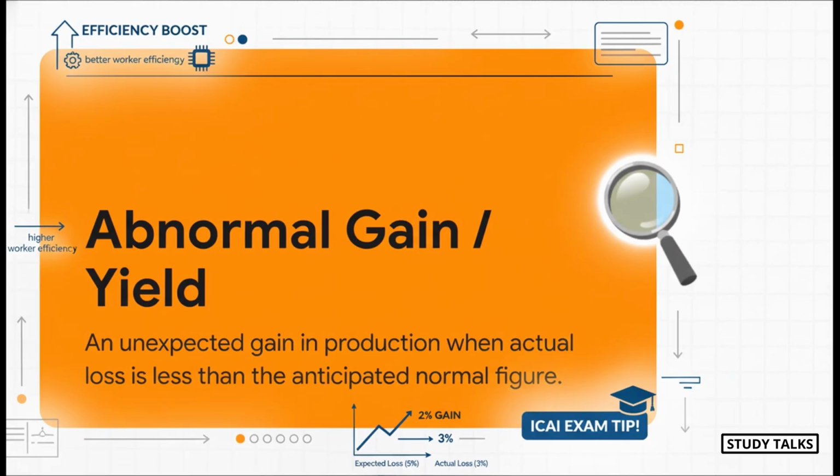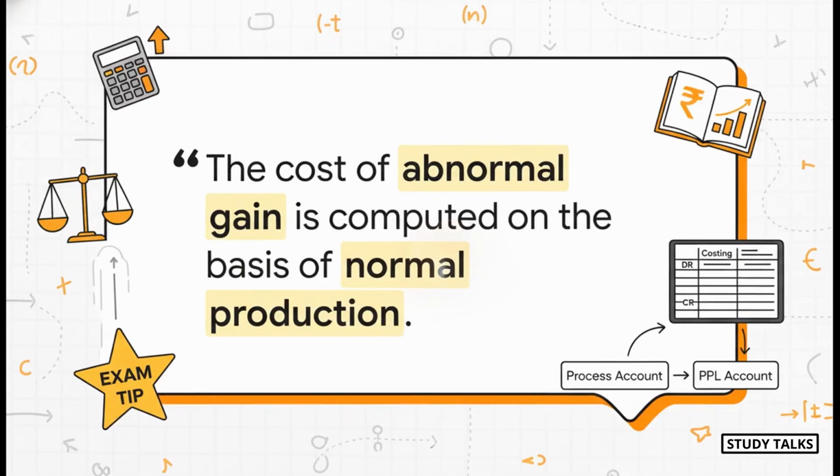But hey, what happens when things go better than planned? You expected to lose, say, 100 liters to evaporation, but you only lost 80. What's that 20-liter difference? Well, that's an abnormal gain. It's like an unexpected bonus, maybe because your workers were super efficient or the material quality was better than usual.